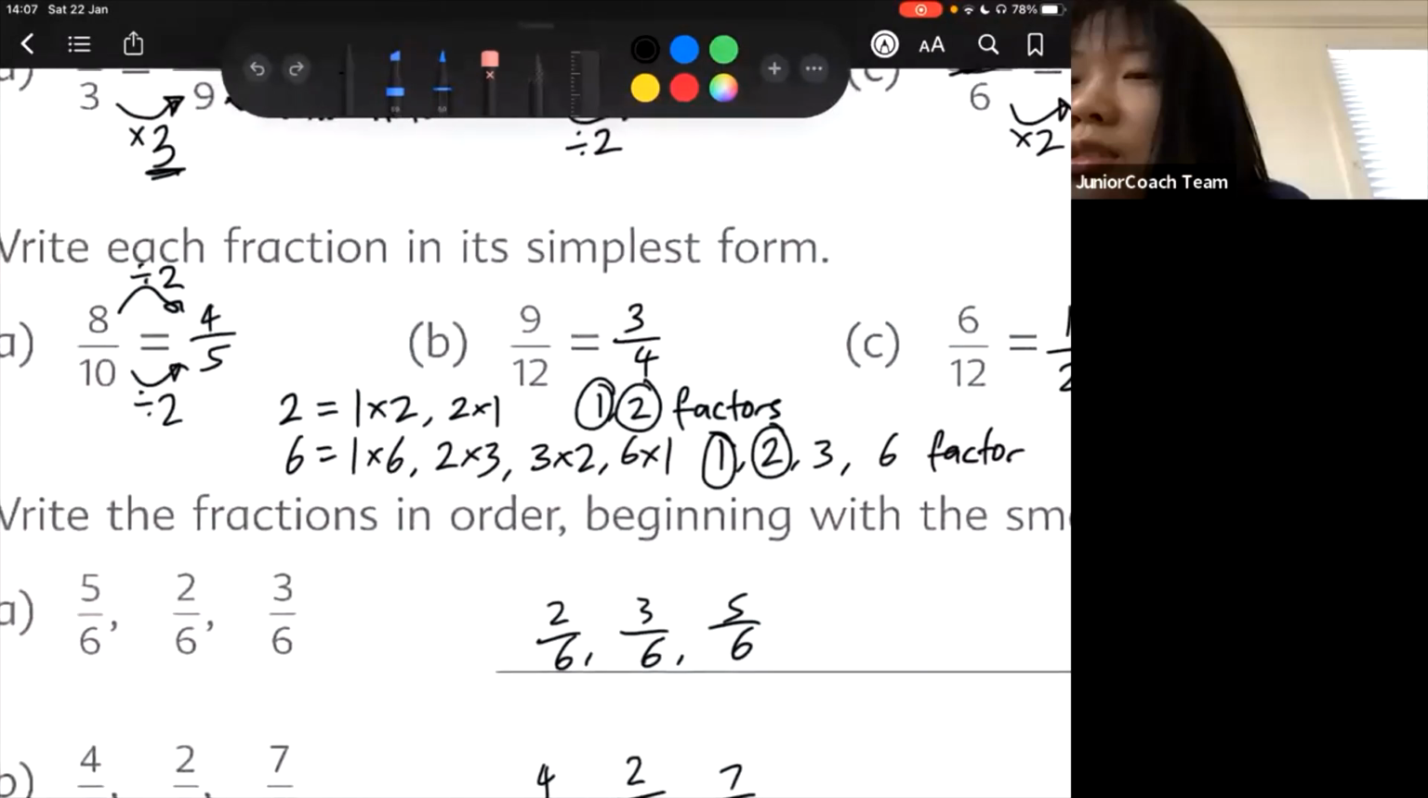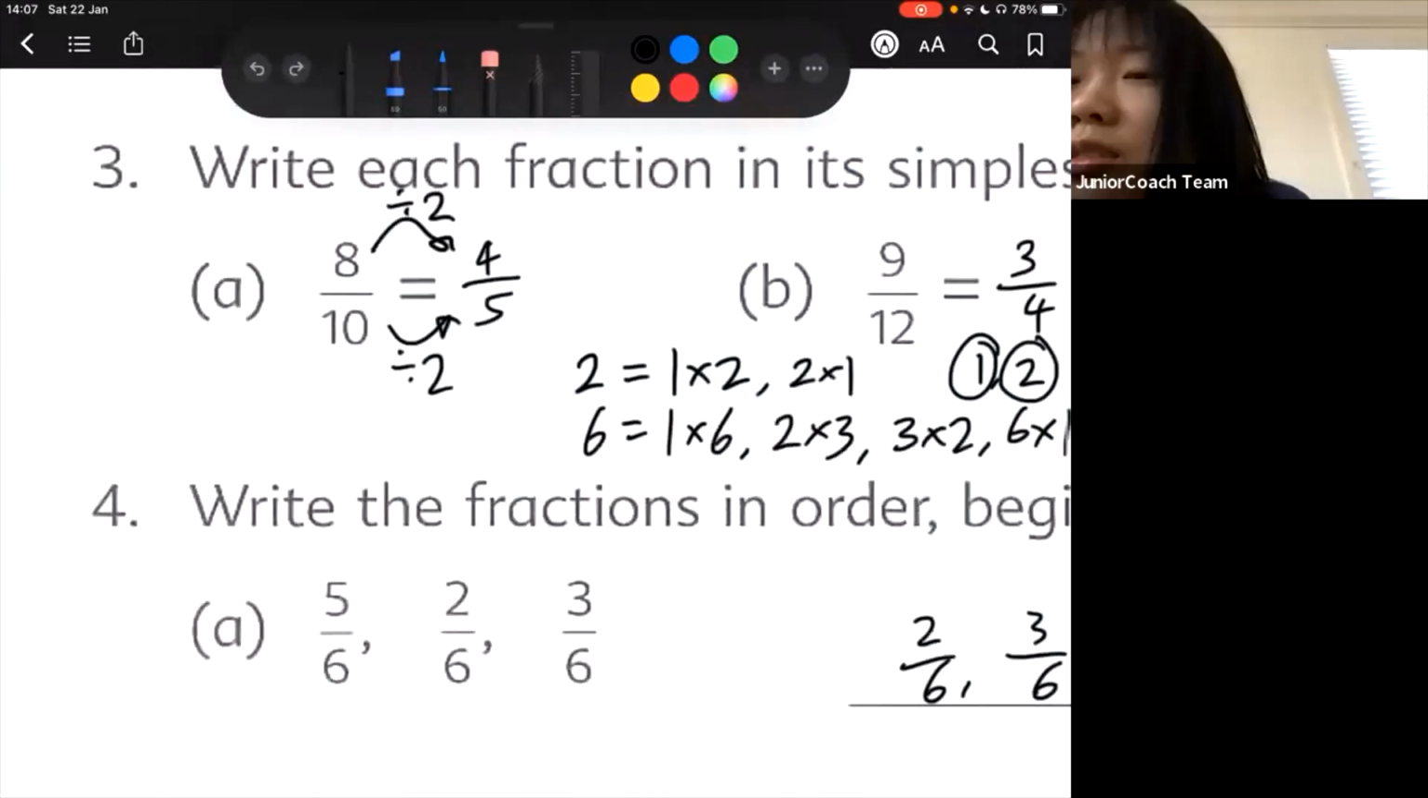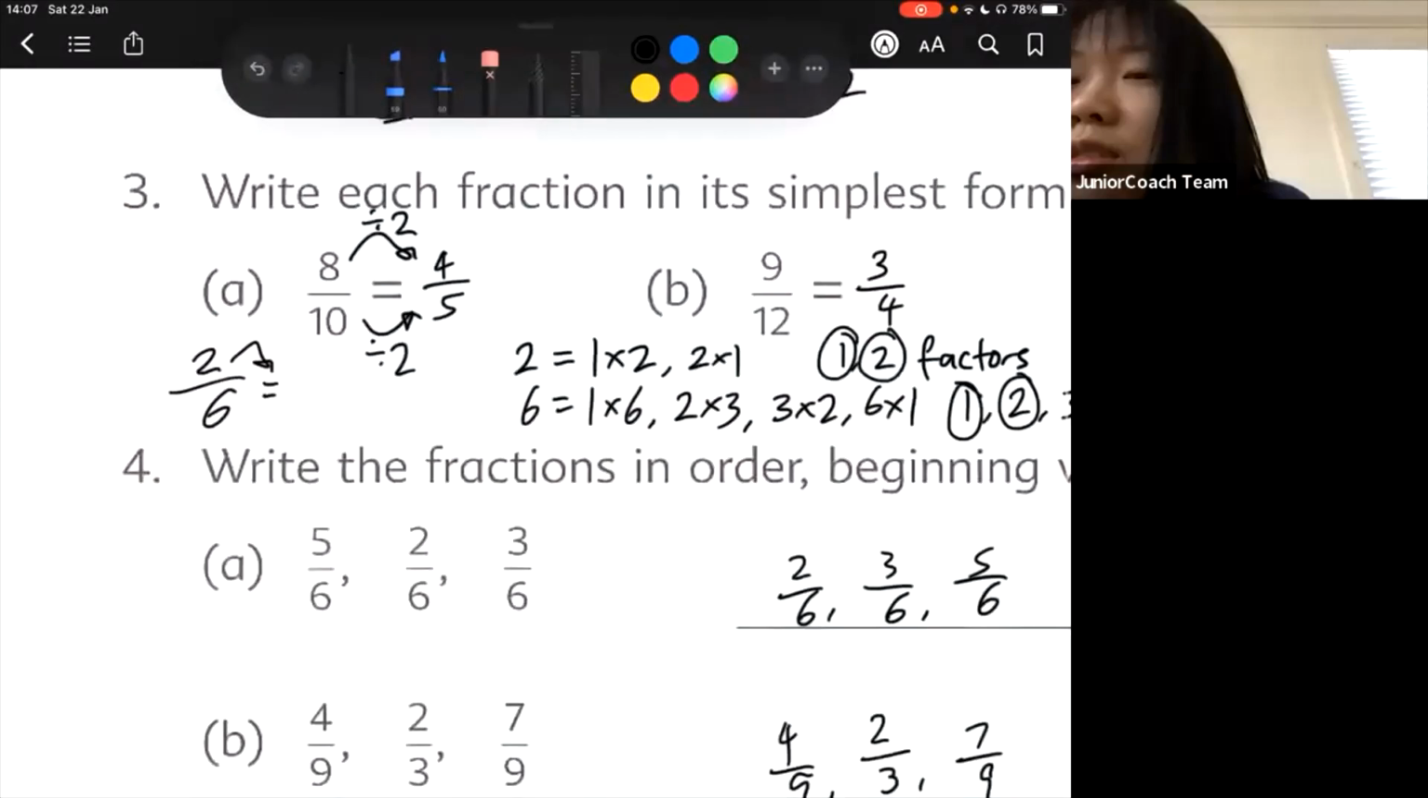So these common factors, you know how you can divide these numbers. Because, for example, if our fraction was 2 out of 6, then we know that we can divide it by either 1 or 2. And dividing it by 1 wouldn't do anything really, so we can just ignore that. And we can divide by 2 straight away. So that's our simplest form.